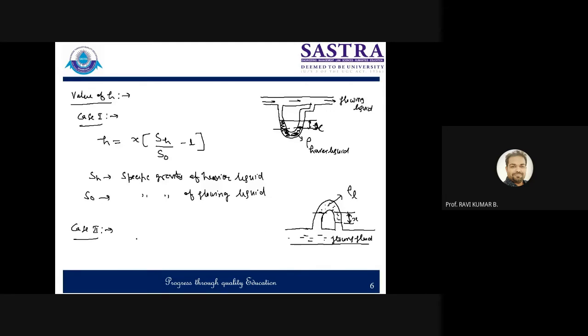In this case, the reading will be written like H is equal to X times 1 minus the specific gravity of the lower density liquid divided by the specific gravity of the flowing liquid. This you have to use, where SL represents the specific gravity of the lighter liquid and S naught is representing the specific gravity of the flowing liquid. So this is called an inverted U-tube differential manometer. This is a traditional U-tube differential manometer. These are the two cases in which you can find out the value of H.